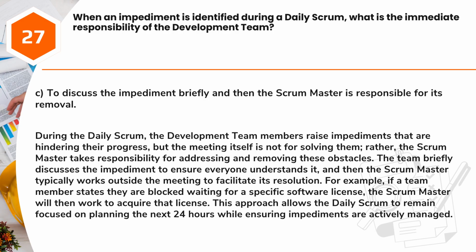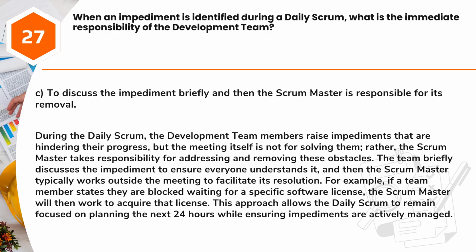Answer: C. To discuss the impediment briefly and then the Scrum Master is responsible for its removal. During the daily Scrum, the development team members raise impediments that are hindering their progress, but the meeting itself is not for solving them. Rather, the Scrum Master takes responsibility for addressing and removing these obstacles. The team briefly discusses the impediment to ensure everyone understands it, and then the Scrum Master typically works outside the meeting to facilitate its resolution.